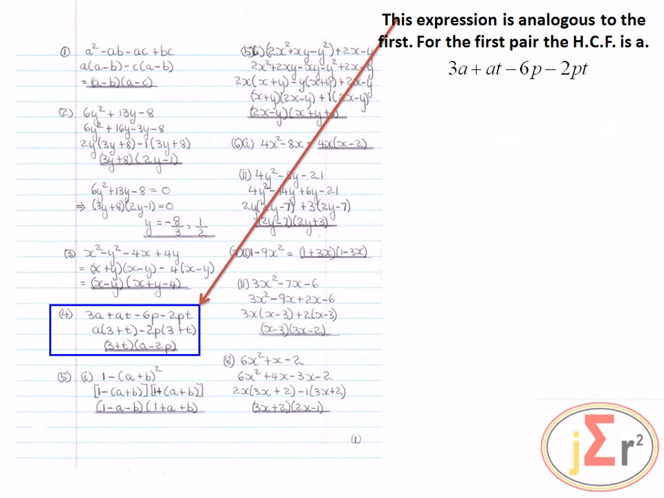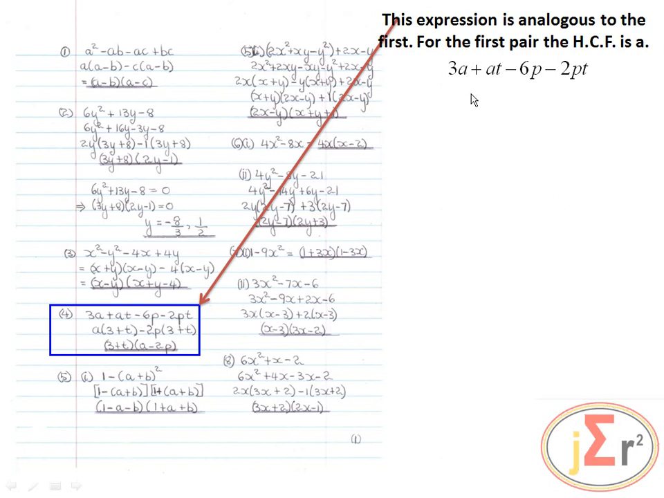What do we have there? This expression is analogous to the first. For the first pair, the HCF is A. Why do we just say it is analogous and that the first pair has a common factor of A? Because we are again factorizing by grouping, and we are taking them 2 at a time. That is understood from the one that we have right here.